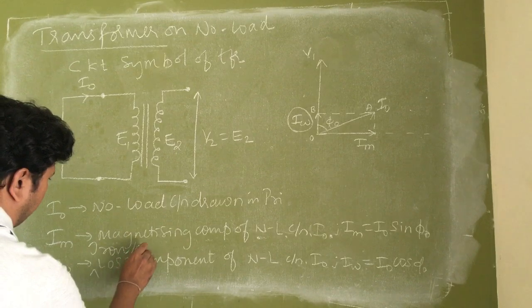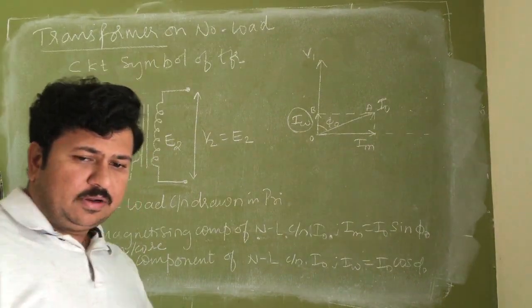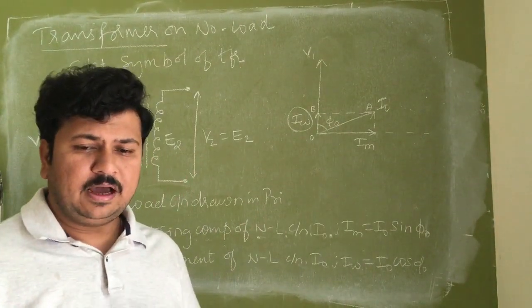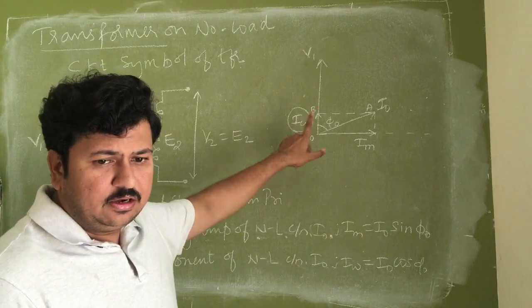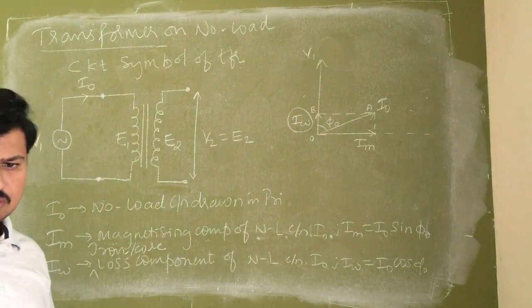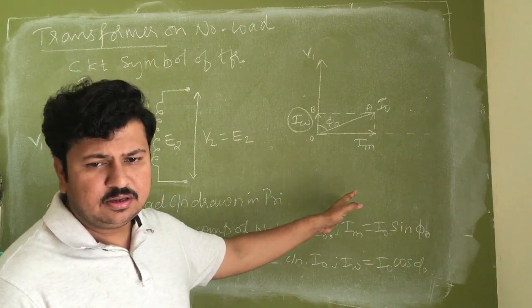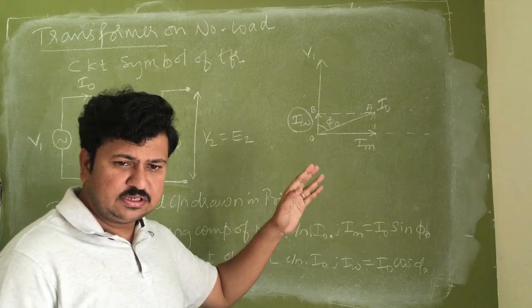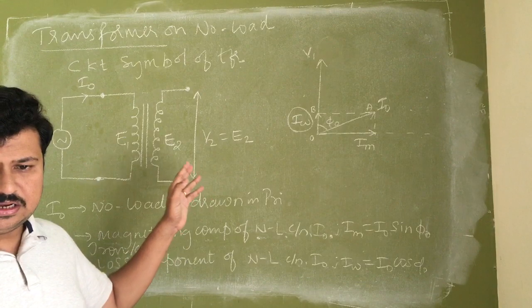or core loss component, of the no load current. Whatever losses are present in the core of the transformer are satisfied by this component of the current, IW. Then I have to create a flux in the transformer. Without creation of flux in the core, there can't be magnetic linking of the primary to the secondary circuit. It is the flux that connects the primary circuit to the secondary circuit magnetically.